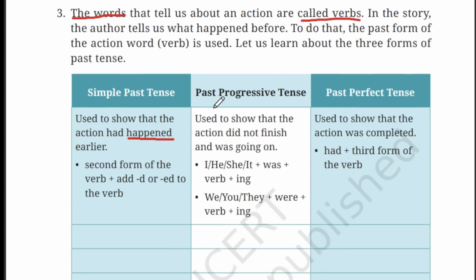Next, past progressive tense is used to show that the action did not finish and was going on. So he, she, it was plus verb plus ing. For example, it is raining. It is not completed, it is ongoing. So we use ing along with the verbs. It rained: we use ed, which is already completed. This one is past perfect tense, used to show that the action was completed: had plus the third form of the verb.